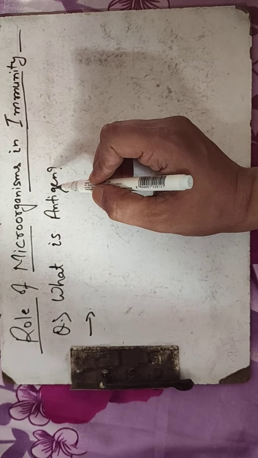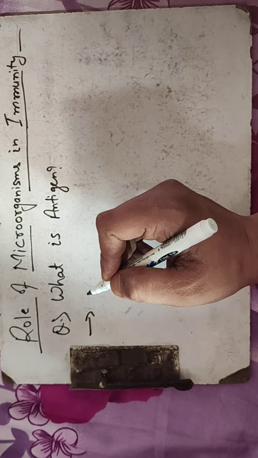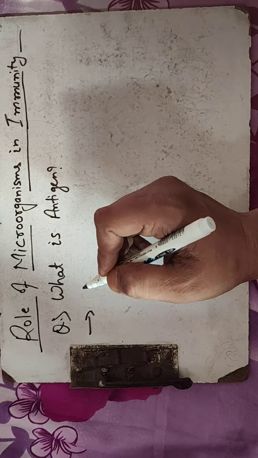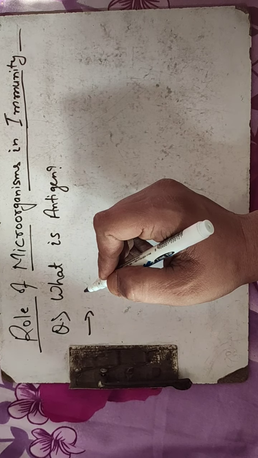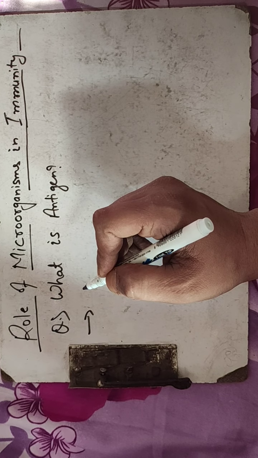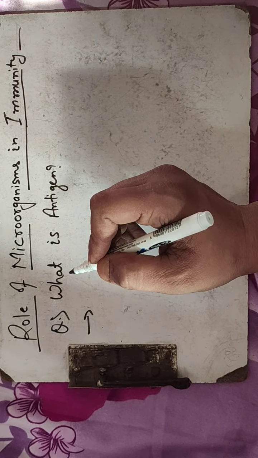My first question is, what is antigen? An antigen may be a substance from the environment such as bacteria, virus, chemicals or pollen grains. An antigen causes your immune system to produce antibodies against it.